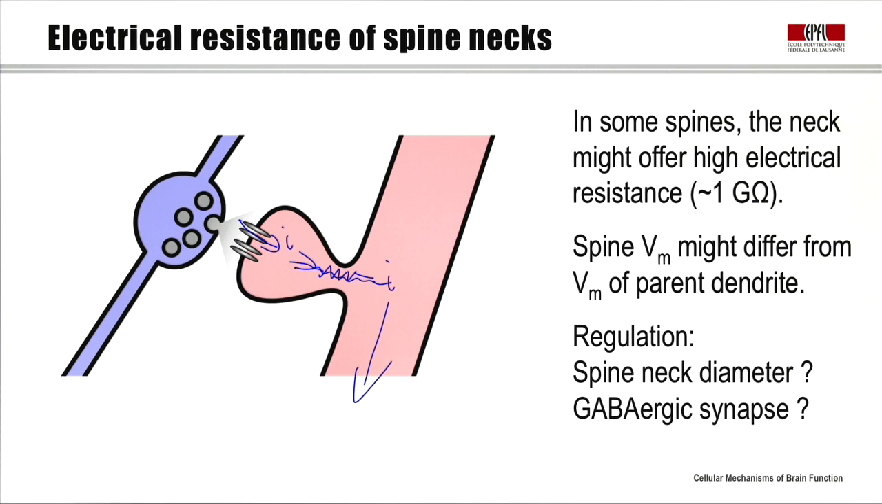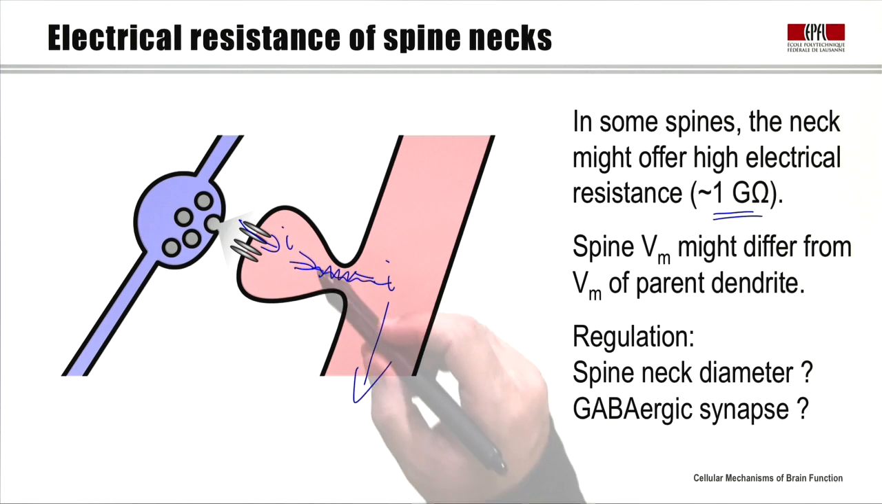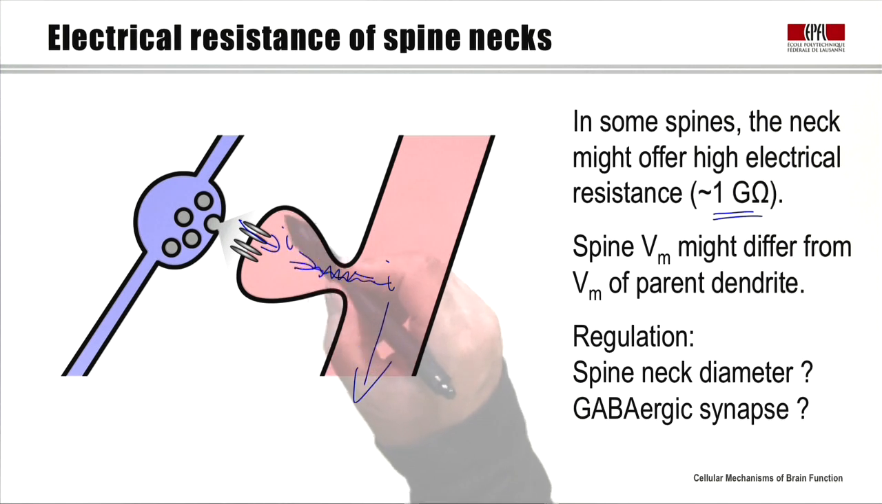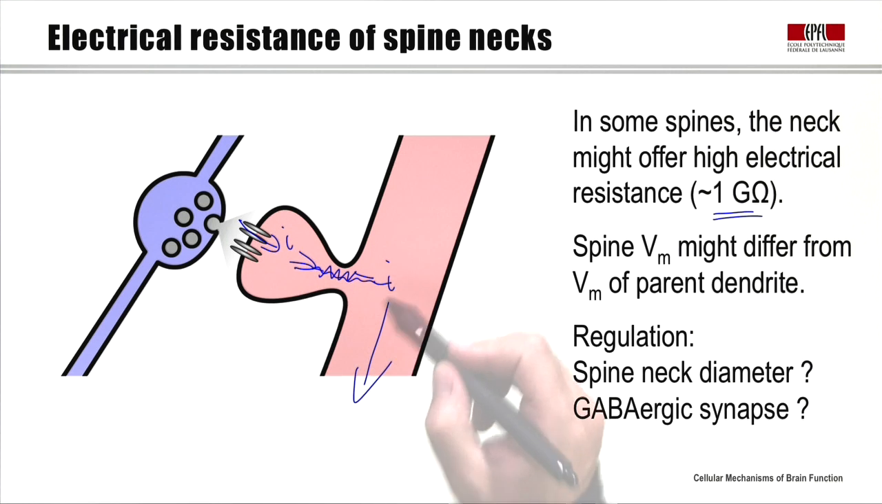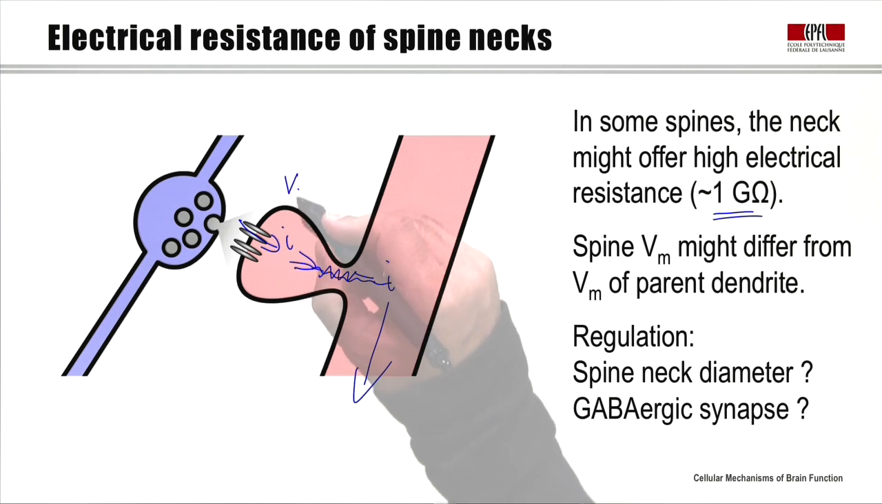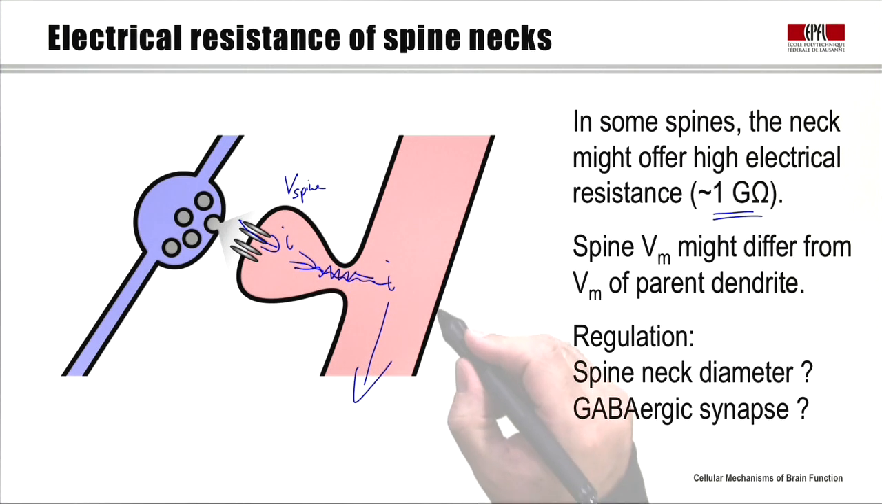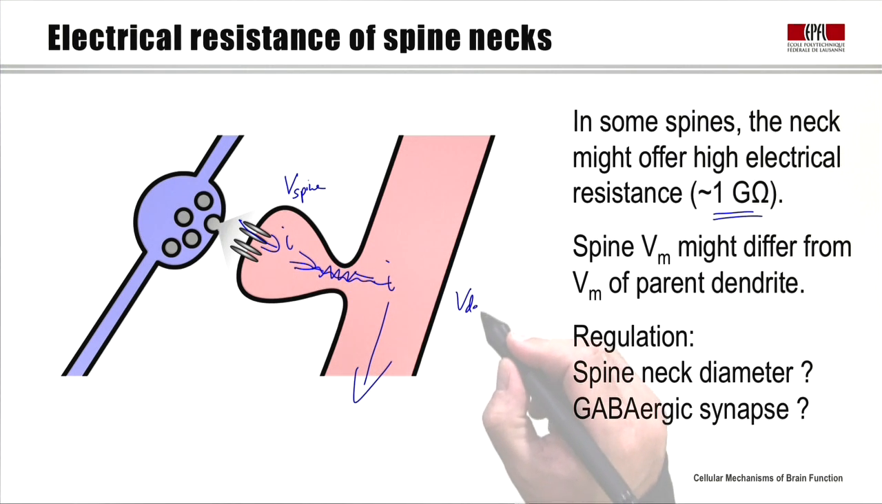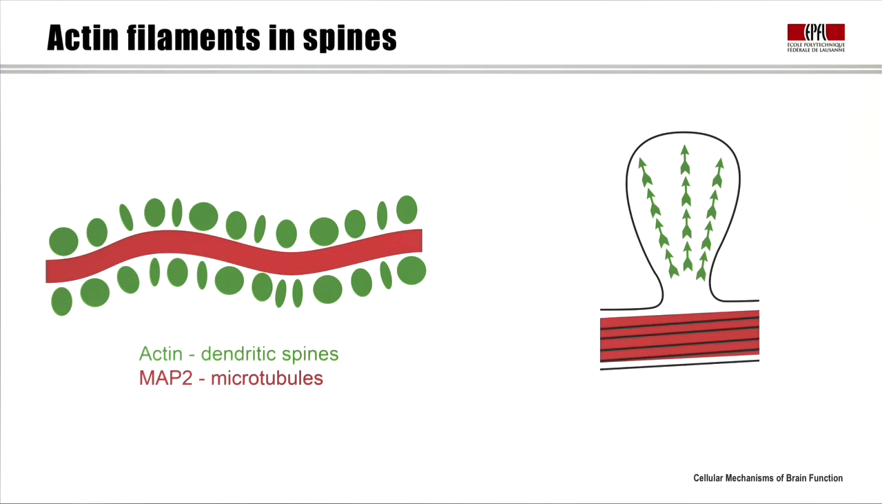And there are measurements that suggest that at least at some synapses the spine neck resistance might be on the order of 1 gigaohm. And that's the type of resistance that makes it actually relatively difficult for currents to flow from the spine head to the parent dendrite. And so it may be that the potential here at the spine head might be quite different from the potential at the parent dendrite. The final point that I'd like to make about spines is that they're highly motile.